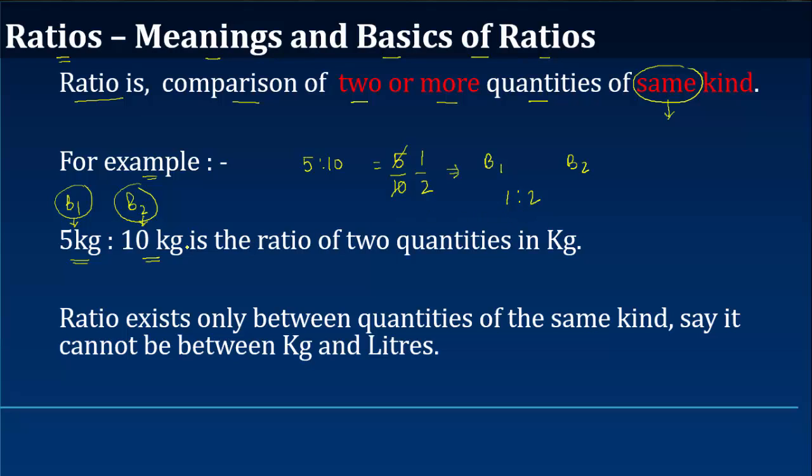Now it would not have been possible for us to compare these two quantities if they were not both in kgs, right? And therefore it's important that whenever you are comparing two things, the first thing you should see is that both of them are of the same kind. You cannot compare kgs with grams, or kgs with liters. Both are not quantities of the same kind, right? You can convert grams into kgs, but liters cannot be converted into kilograms. So ratio exists only between quantities of the same kind. It cannot be between kilograms and liters.